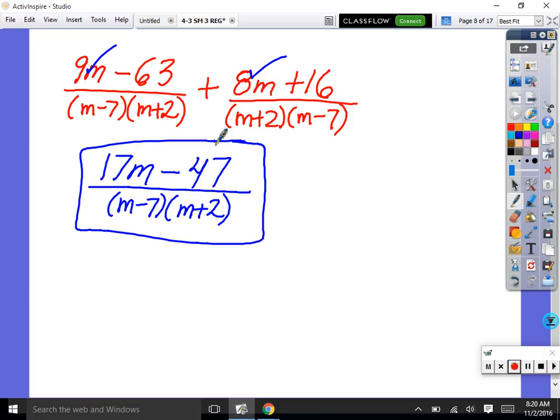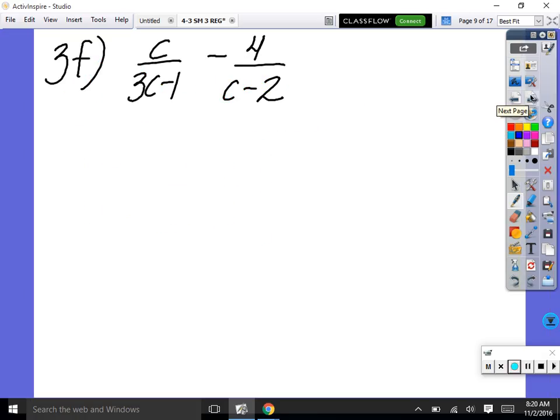Is everybody feeling good about this? Yes. The bottom, we wouldn't need to. It wouldn't be incorrect if you did, but that's just extra work, because it's absolutely okay to leave it in factored form. I would almost rather you leave it in factored form. Hey, do you want me to do 3F? Okay, it will get easier.